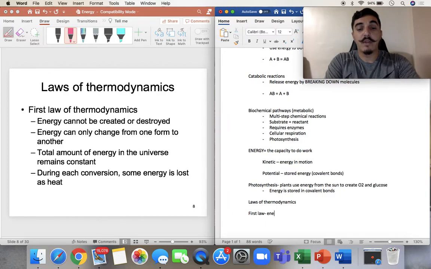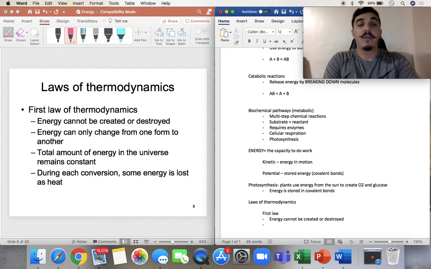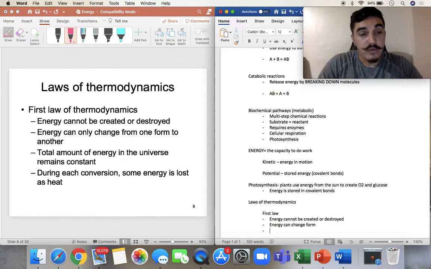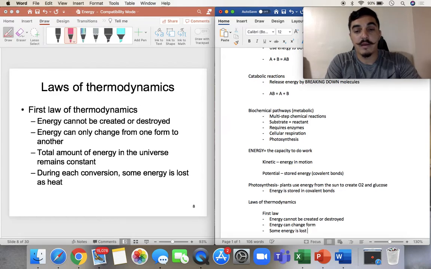which just says energy cannot be created or destroyed, right? It's just recycled, reused, transferred to different areas, okay? Energy can change form from one form to another. The total amount of energy in the universe remains constant, so it's the same amount everywhere. We're just using it and moving it around. And some energy is lost as heat.